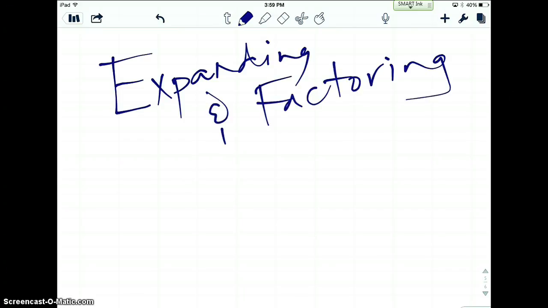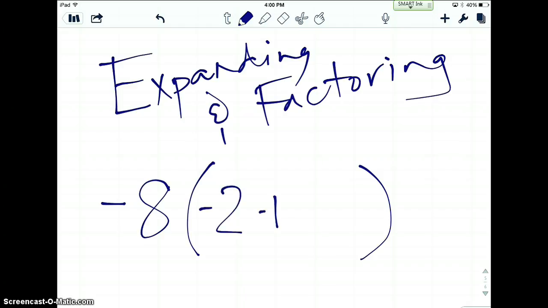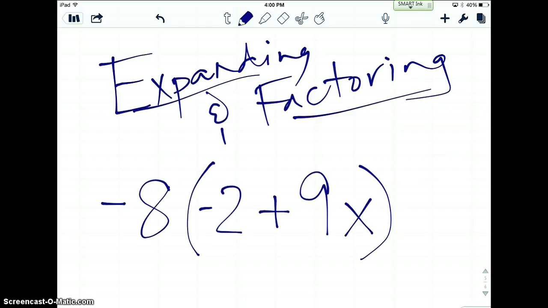So let's look at an expanding one. Something like -8 times the quantity of -2 plus 9x. Which one do you think I'd ask you to do? Expand it or factor it? Well, it's already factored, people, because I have something times something. So we're going to expand that, writing out all the steps.